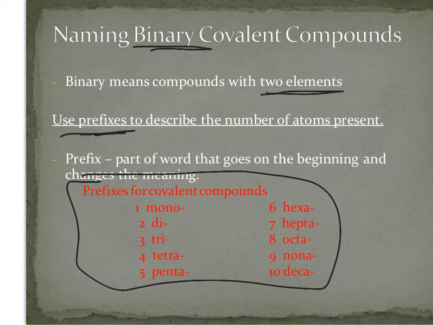I need you to write these down. You need to have these in your notes. The weirdest one is tetra. Tetra is 4. All the other ones kind of make sense: mono, di, tri, shape names and stuff like that. 4 is different.